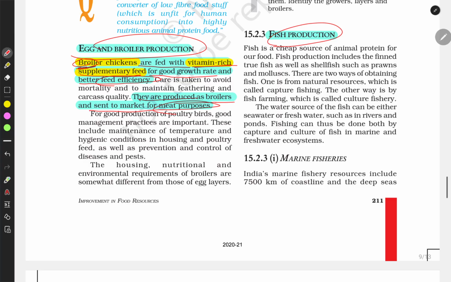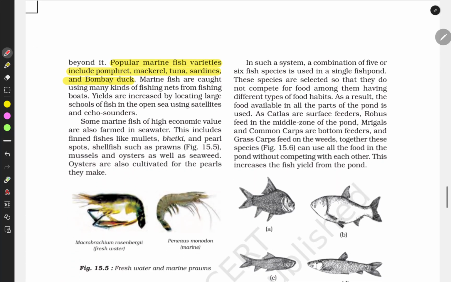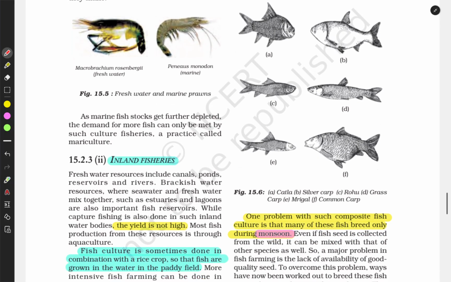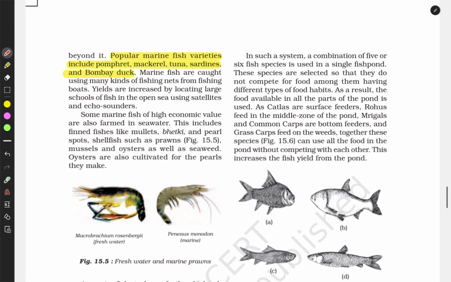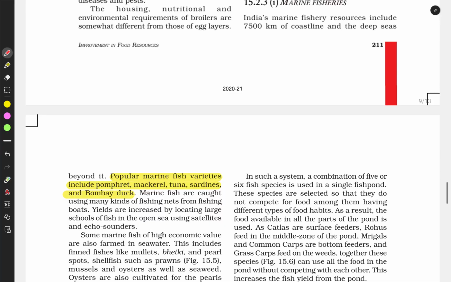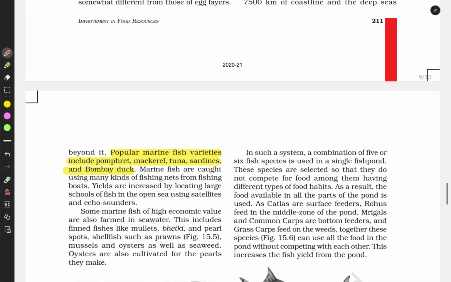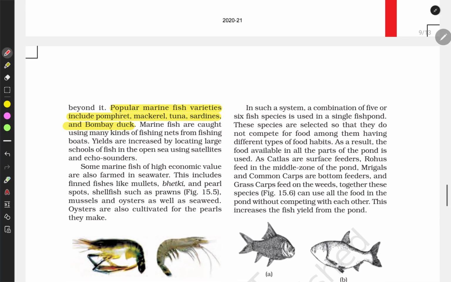Now, lastly, fish production. There is nothing much to study about fish production. We are only going to read the highlighted part. The popular marine fish varieties include pomfret, tuna, and others like Bombay duck.